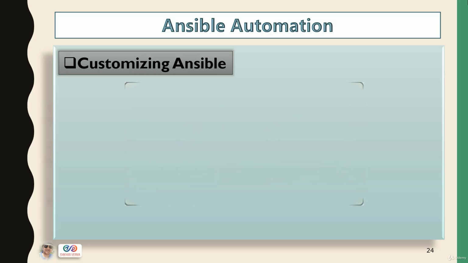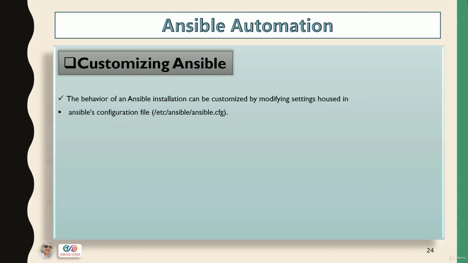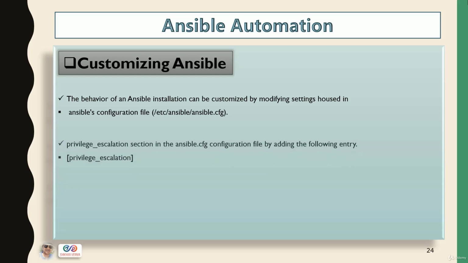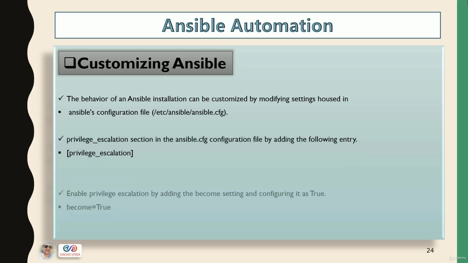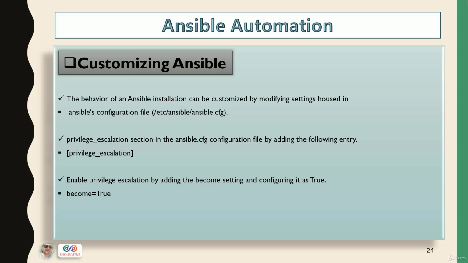So how can we customize this? We have the Ansible configuration file, that is /etc/ansible/ansible.cfg. In that file we have a section that is privilege escalation. In that section we have a few entries. The first entry is become is equal to true. If you use that option, then when you run your Ansible playbook or any ad hoc command as a normal user, it is going to log in as a normal user and then try to become a root user, or whatever user you have mentioned in this file. Then it is going to perform the task.